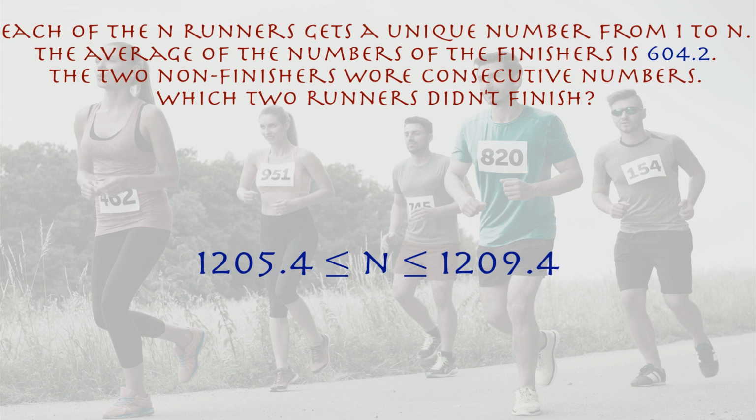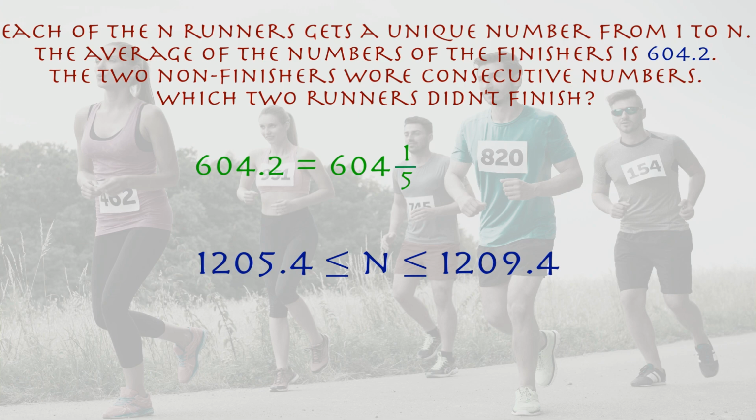So let's see, 604.2, I guess that 0.2 is 2/10 or 1/5. So the average number of the finishers in my race is 604 and 1/5. So when I take the sum of all the finishing numbers and I divide by the total number of runners who finish the race, I get 604 1/5.